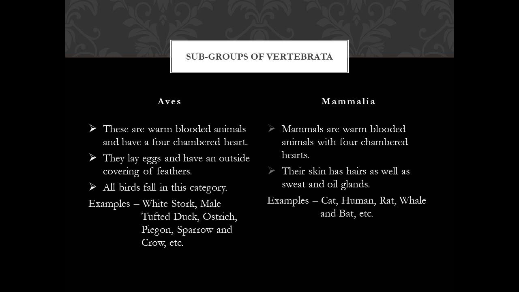Next is Mammalia. Mammals are warm-blooded animals with four-chambered hearts. They have mammary glands for the production of milk to nourish their young. Their skin has hairs as well as sweat and oil glands. The examples are cat, human, rat, whale, and bat.